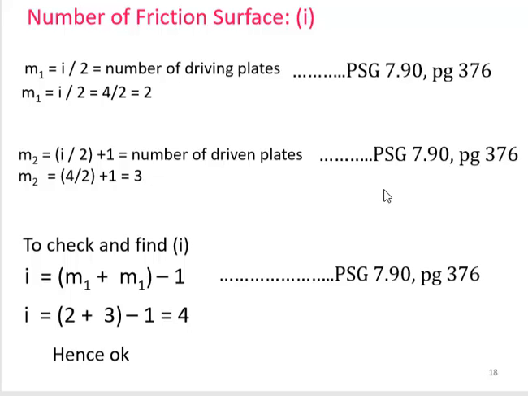Once we have found out the number of driving plates and the number of driven plates, I would like to check whether this combination is correct. Therefore, there is a check formula that is given in the design data book at page number 7.90. I is equal to M1 plus M2 minus 1. So when I substitute M1 and M2, the final value of I comes as 4. Now the value 4 is the same as that we have calculated earlier. Hence the selection of driving plates and driven plates is correct.